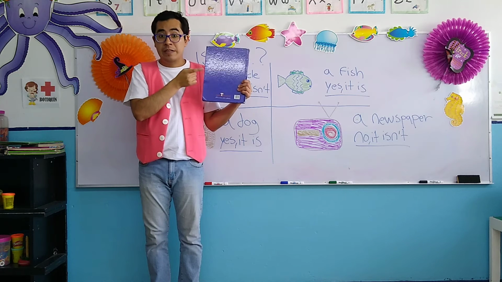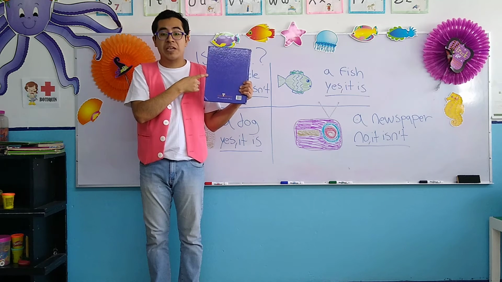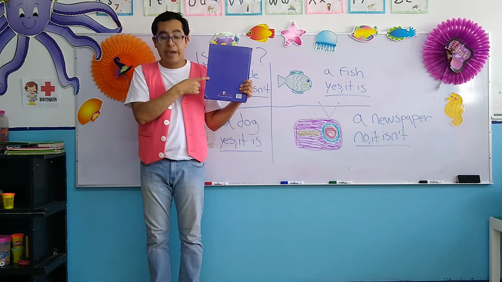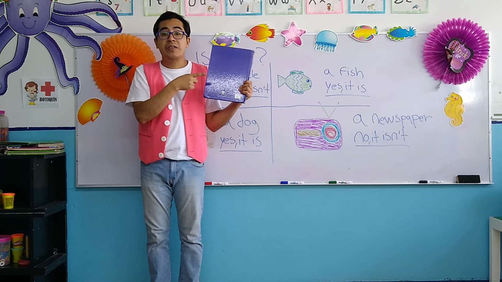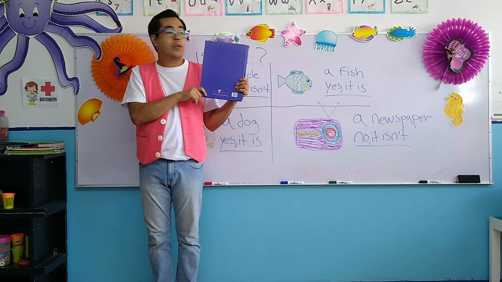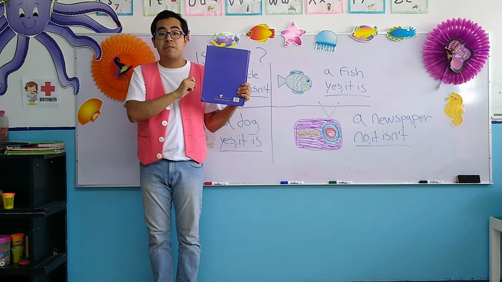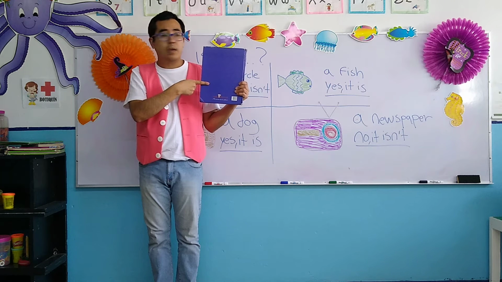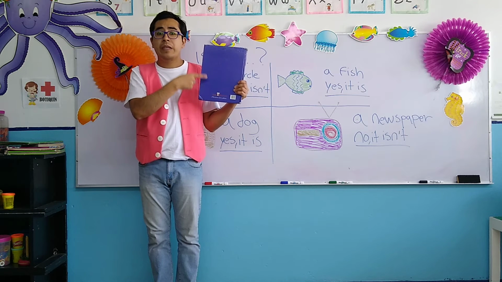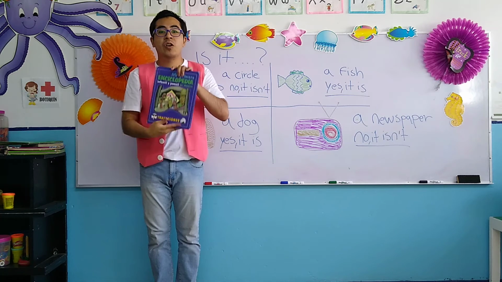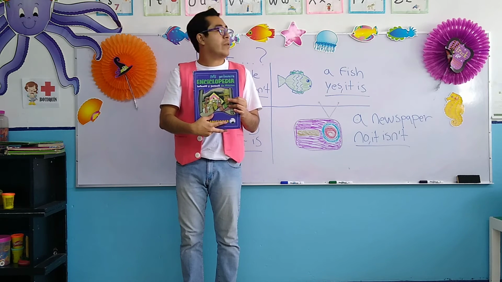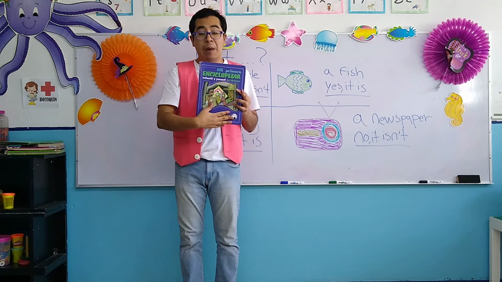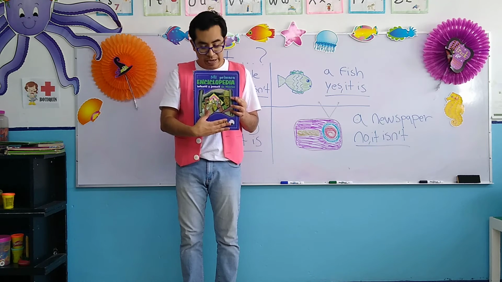Now, if it's the color purple, if it's true, si es verdad, we are going to say, yes, it is. If it's not the color that we are asking, si no es el color que estamos preguntando, no, it isn't. For example, is it color red? No, it isn't. Is it color purple? Yes, it is. Now, this subject in general, is it a television? No, it isn't. Is it a book? Yes, it is.